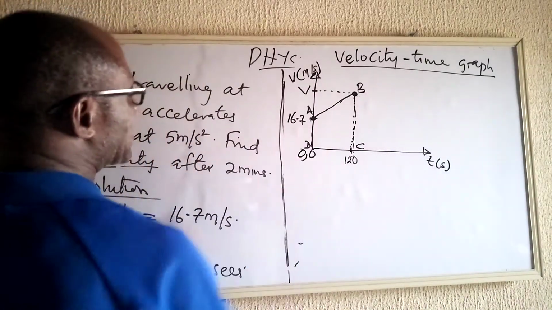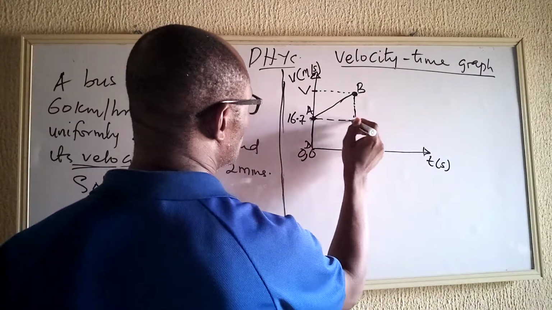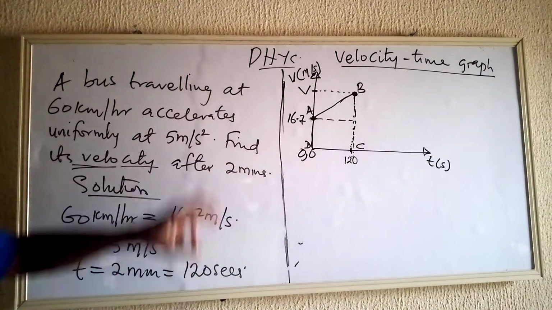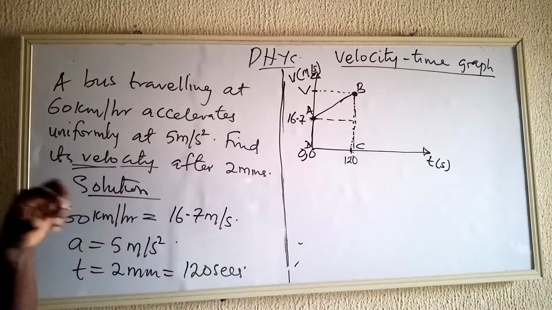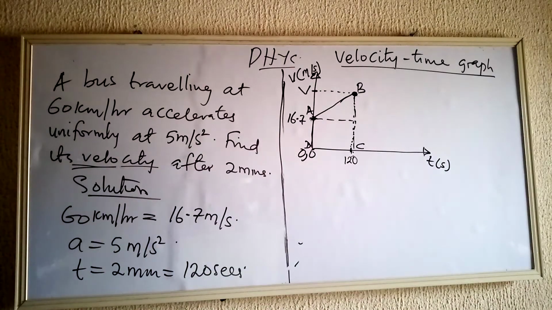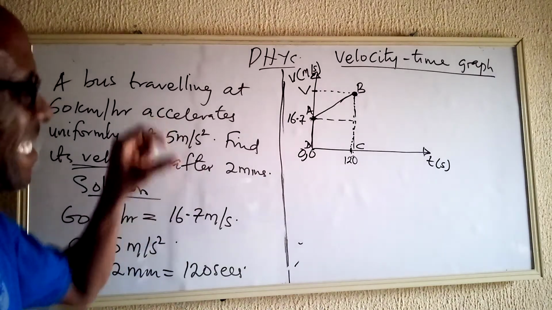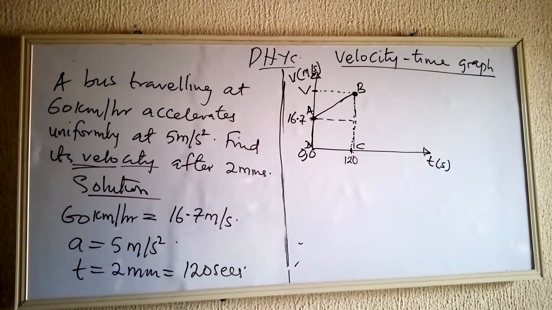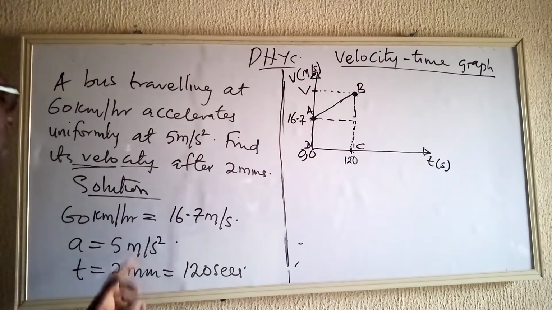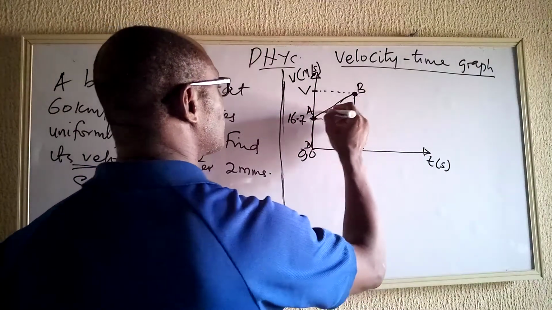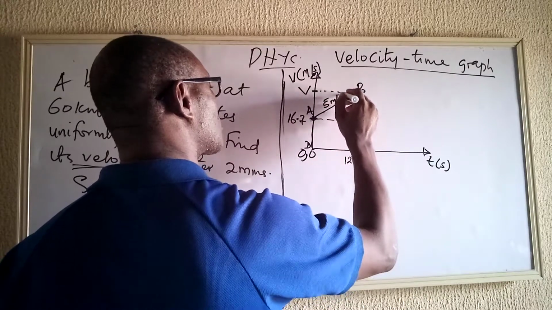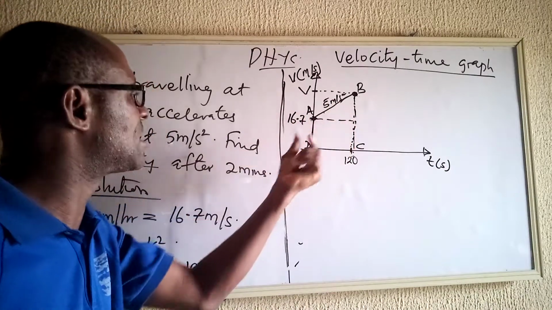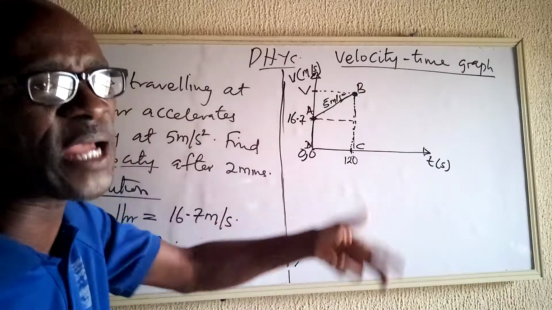So within this, I can carve out a triangle. Why am I carving out a triangle? Because it is within a triangle. Please take note of this. It is within a triangle we can find or use acceleration under velocity time graph. It is within a triangle. So since I have acceleration, which is 5, that means line AB, which is the graph, is 5 meters per square second. So since I have acceleration, I need to carve out a triangle that will enable me to make use of this acceleration to find whatever I want.